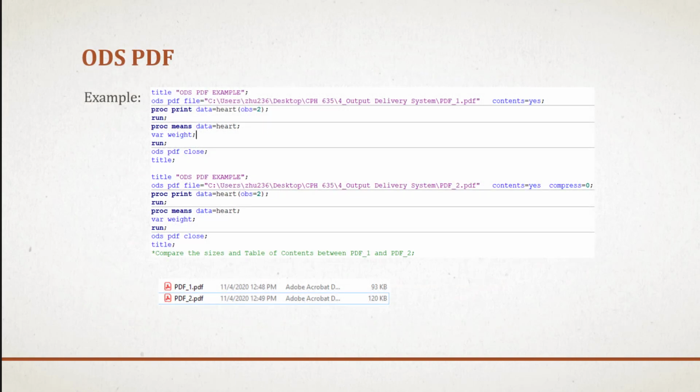Let's look at the first example, which is on the compress option. We will see without compress, PDF2 is larger than PDF1. For larger documents, the compress option could be somewhat useful to reduce the file size.